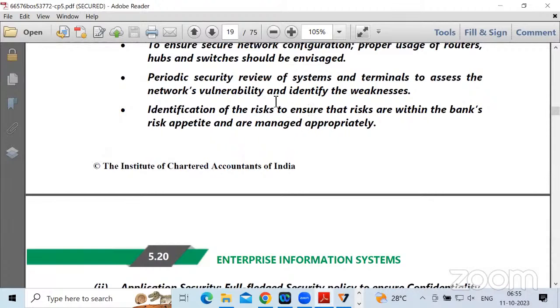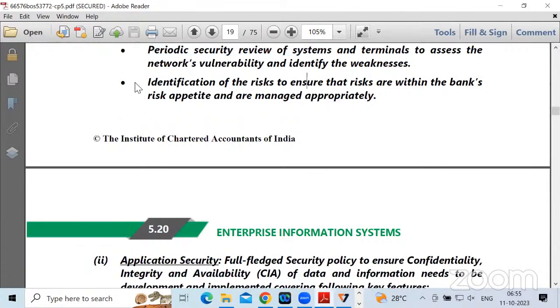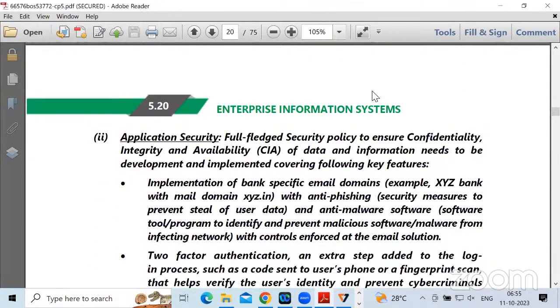Different kinds of attacks are also increasingly occurring. Periodic review should be there. Then identification of the risk to ensure that the risks are within the bank's risk appetite. So that is the common point.